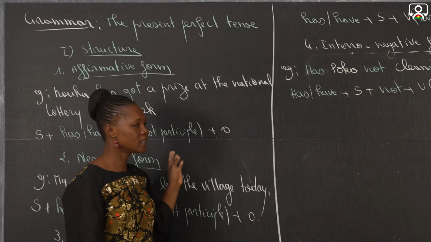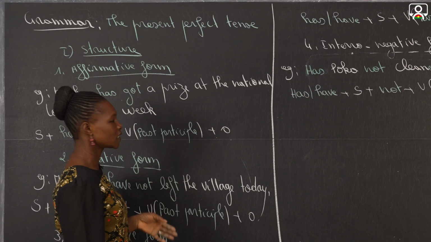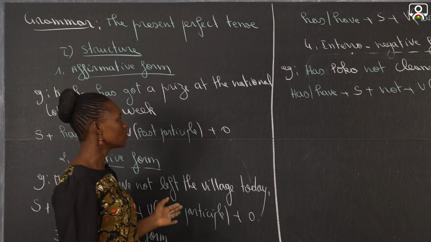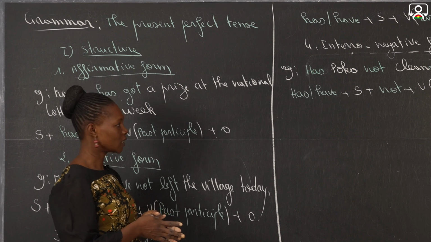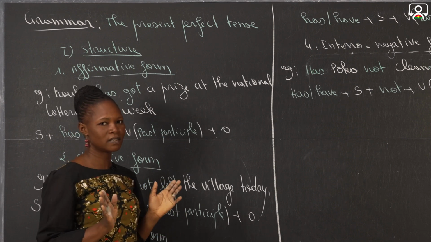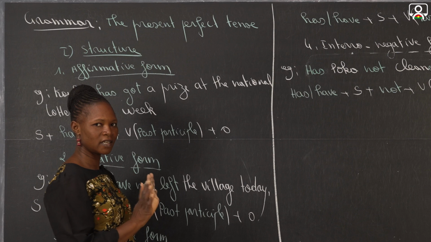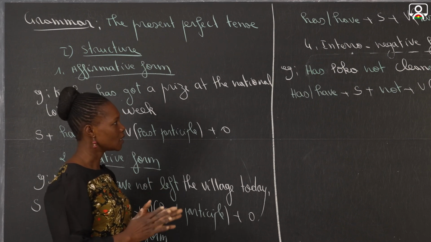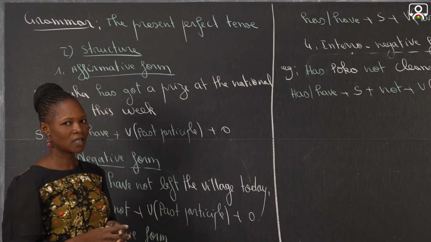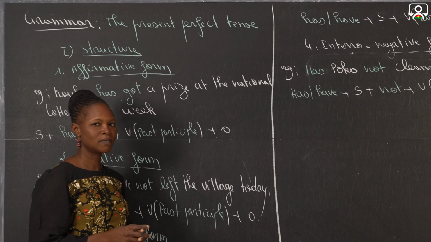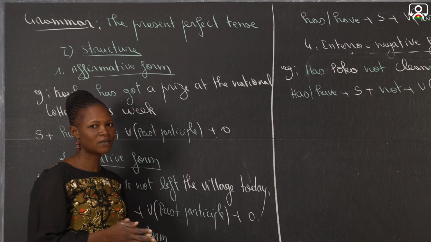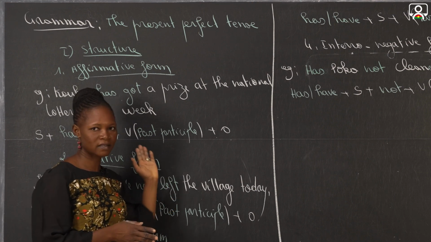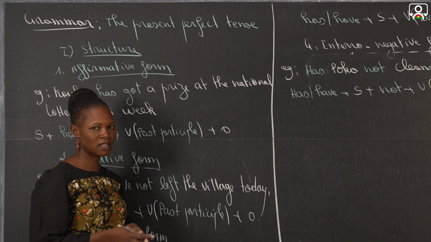To succeed in the present perfect tense, you have to know the past participle of the verbs. For regular verbs, it is easy: you just add ed and you get your past participle. But for irregular verbs, you have to learn them and master them well. So learn your irregular verbs, to know the past participle in order to succeed in the present perfect tense.